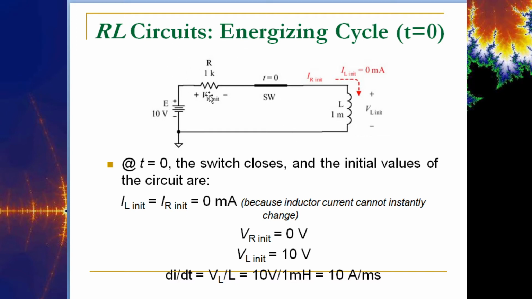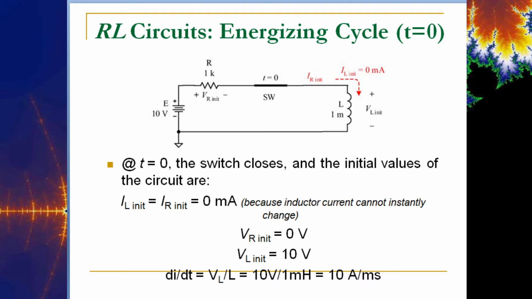Resistors can. If this was just a DC circuit, we know that there's an instantaneous change on the voltage on the resistor if the voltage of the source changes or if something else changes. But an inductor cannot change current instantaneously, so it has to change over a matter of 5 time constants. So this is t equals 0.